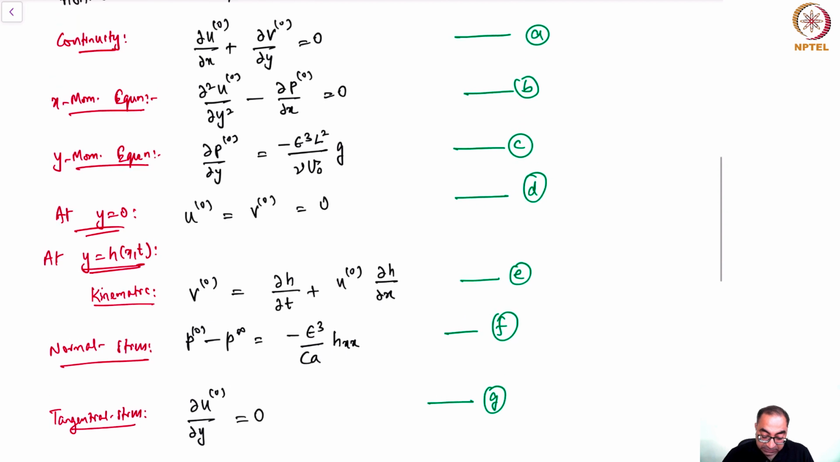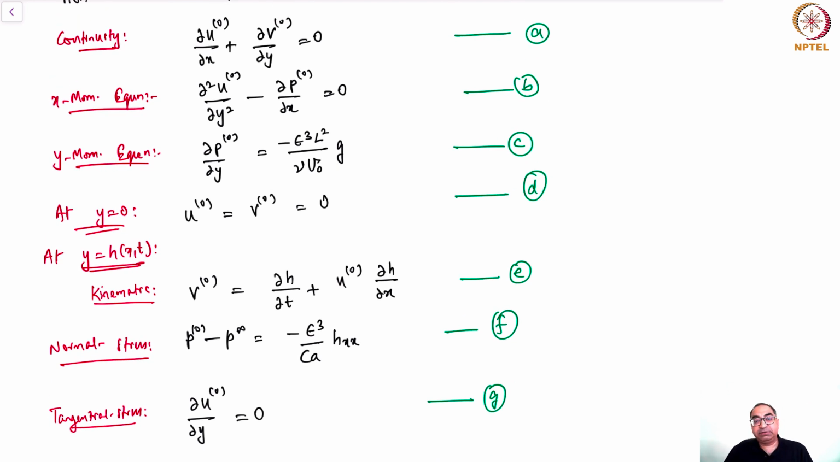To do this, I'll first summarize the equations that we had already derived. So these are the continuity and the x and y momentum equations. Then we have the boundary conditions both at y equal to 0 and the interface conditions at y equals h of x comma t, which are the kinematic condition, the normal stress balance and the tangential stress balance condition. For convenience, I've labeled these equations A through G.